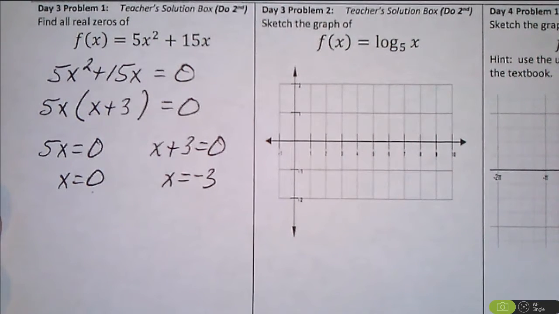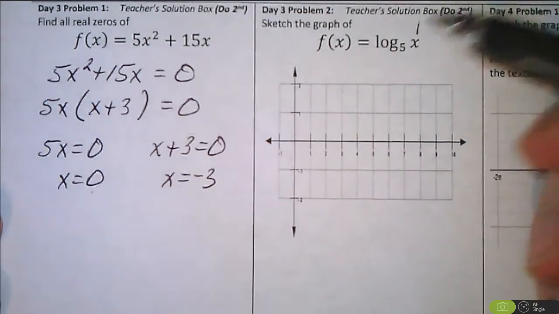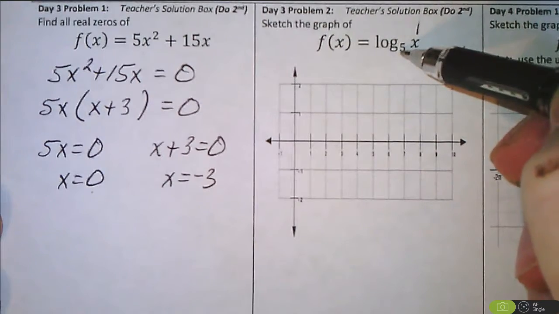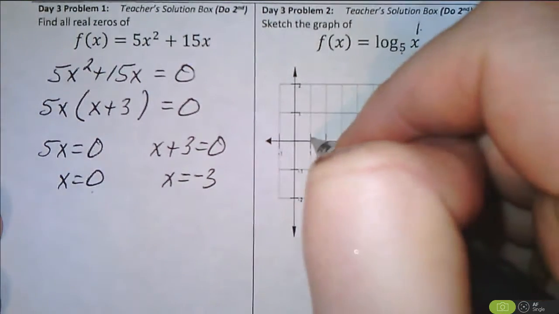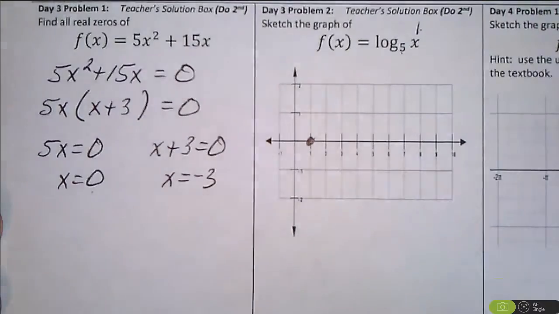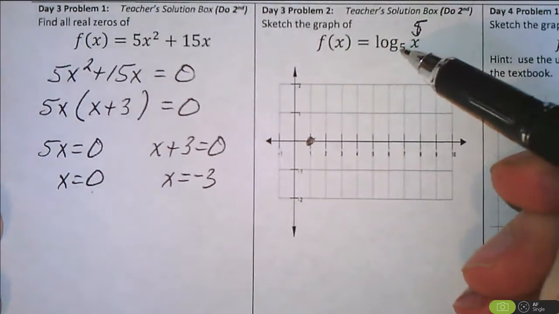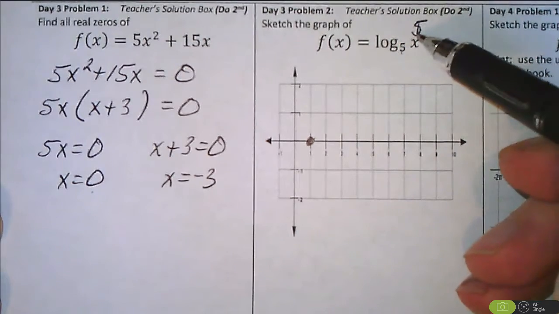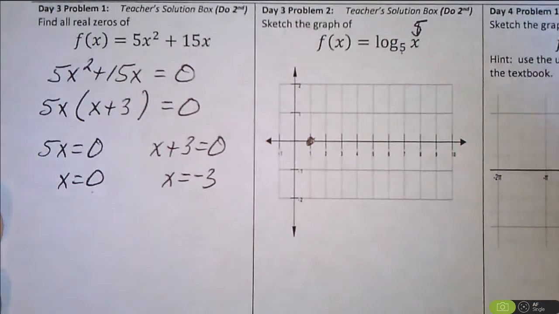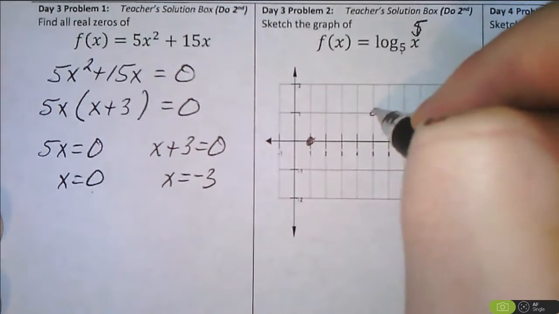Now, day 3, problem 2, graph the function f of x equals log base 5 of x. Let's first substitute 1 for x. 5 to the 0 power makes 1, so 1 comma 0 is a dot on the graph. Next, let's substitute a 5 in place of x. 5 to the first power makes 5, so 5 comma 1 is a dot on the graph.